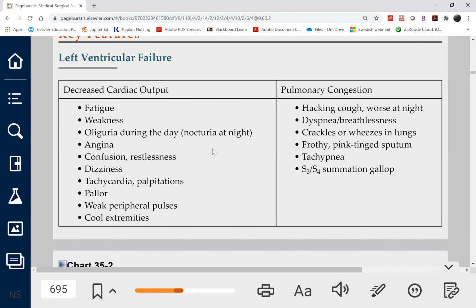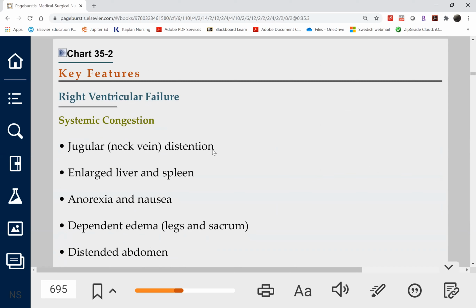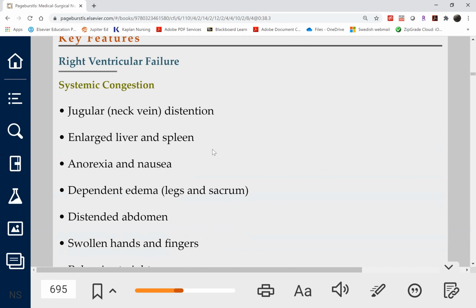All right, so that wasn't so hard, right? So let's go now to the right side. Now, what's the only job of the right side? To receive blood and pump it to the lungs. All right, so it's supposed to receive blood from the upper and lower parts of the body.